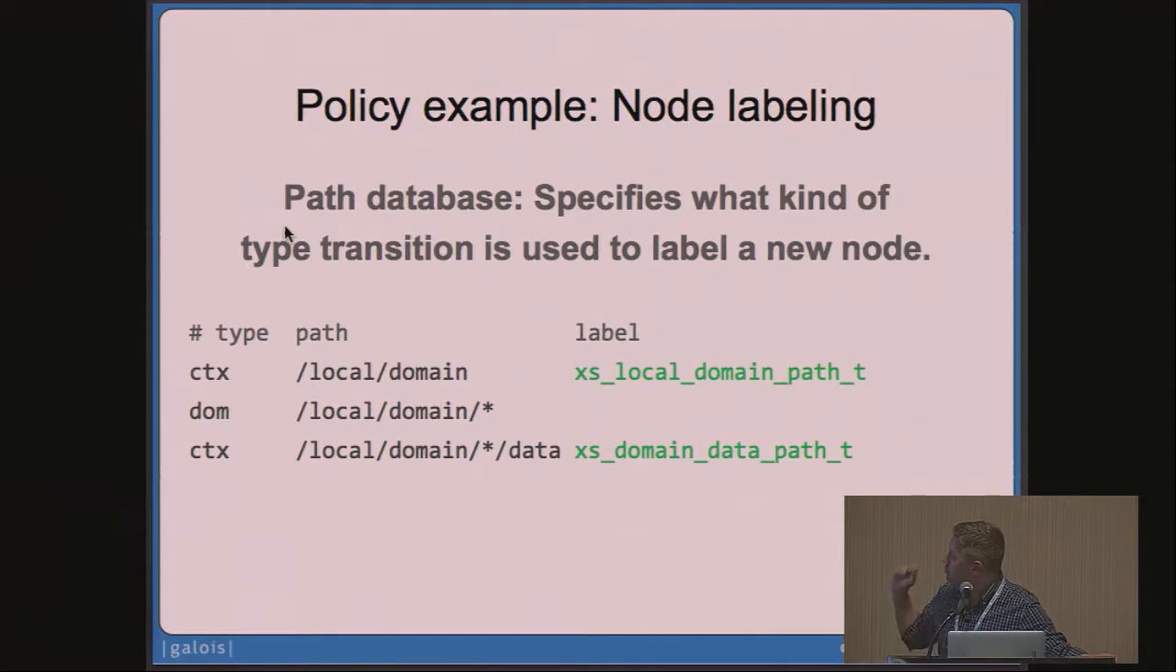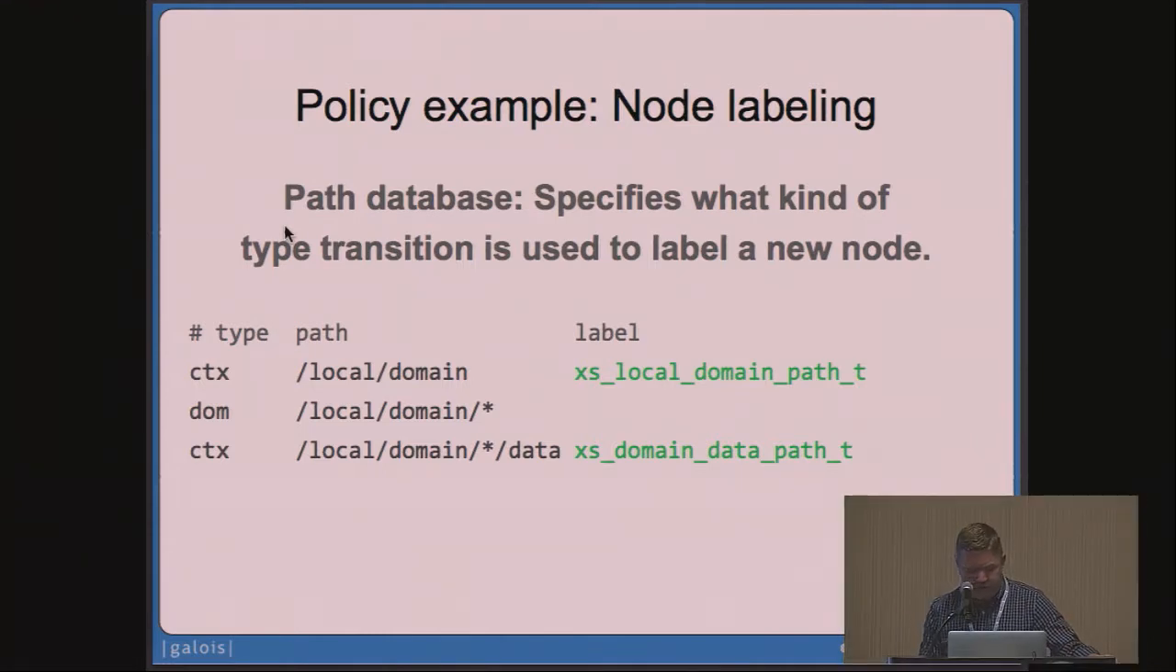So this is what the path database file looks like. I'm going to start with this local domain here. What we're saying is that if we're creating the node /local/domain, that path has a type of xenstore local domain path T. Now, the interesting thing here is that this label is not for that node. It's a label for the abstract idea of this path. So the path has a label.